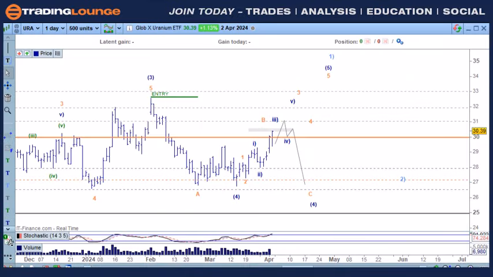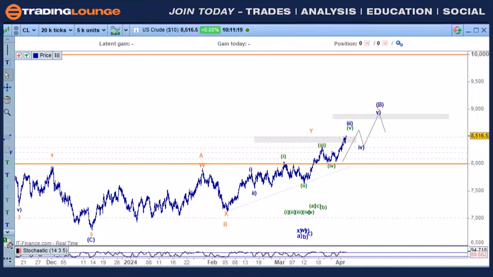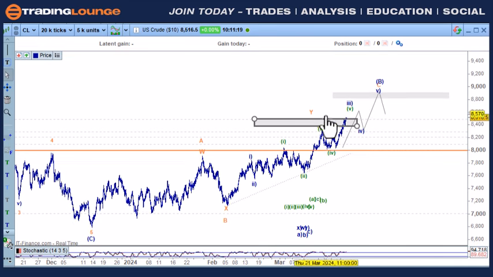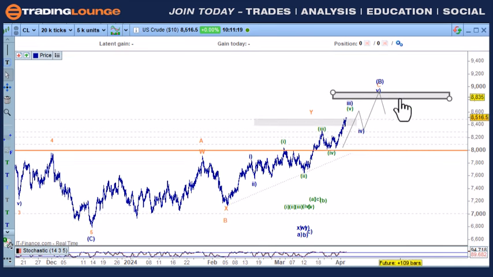Okay, so now I do want to have a look at the energy market. So we want to have a look at crude oil. So while the dollar and the yields are moving to the upside, we're likely to see this continue to the upside, as I've been saying. This is a 61.8%. This is a 78.6%.